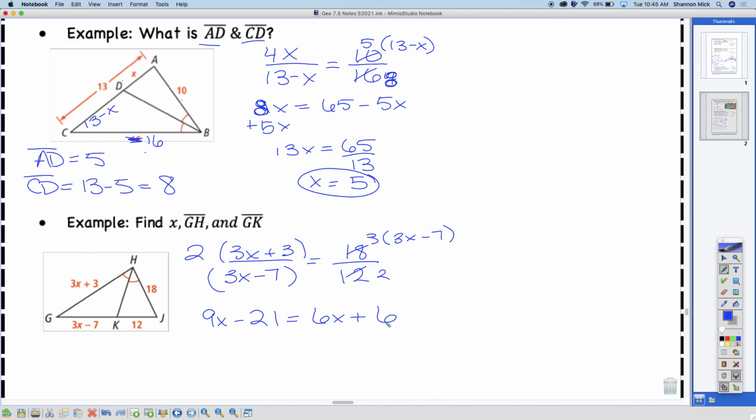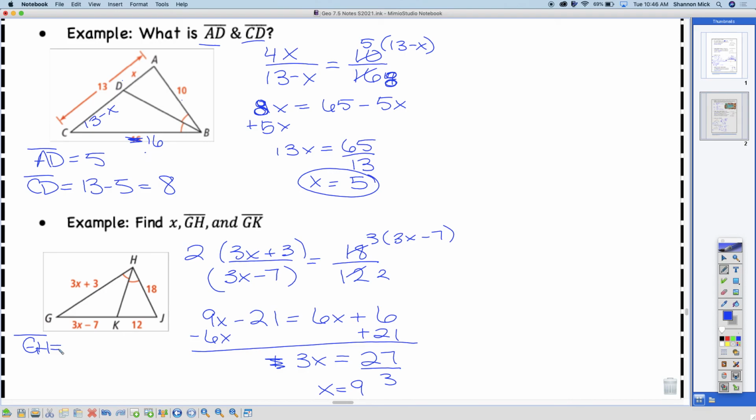Subtract 6x over from 9x. And add 21. Yeah. Do you guys do that all in one step? Have you gotten to the point you're doing that in one step now? Yeah. That means we've improved our math skills a little bit. Algebra skills, great. 3x equals 27. So x equals 9.